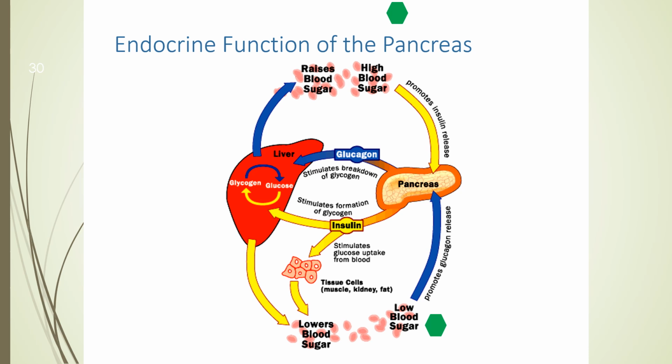When there is a drop in blood sugar between meals, the pancreas releases glucagon. Glucagon signals the liver to release stored glucose into the bloodstream to maintain blood sugar levels. Insulin and glucagon work together throughout the day to keep blood sugar levels stable, ensuring cells receive a steady supply of glucose for energy.